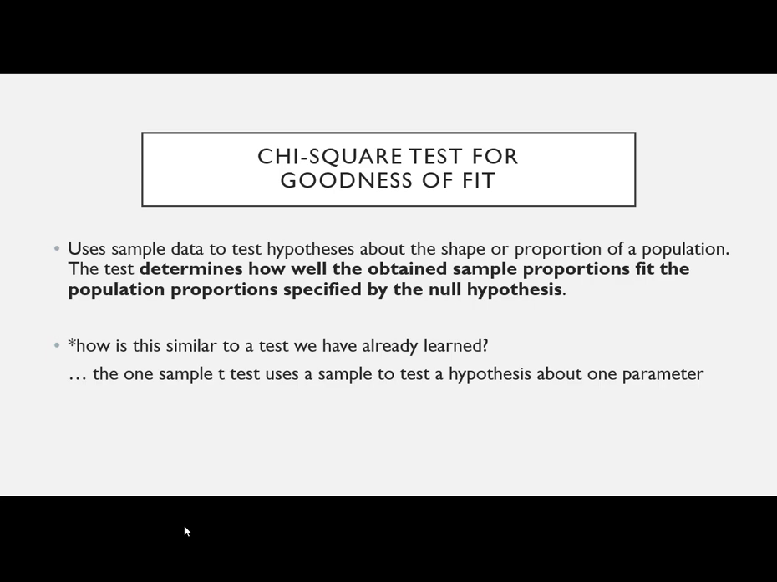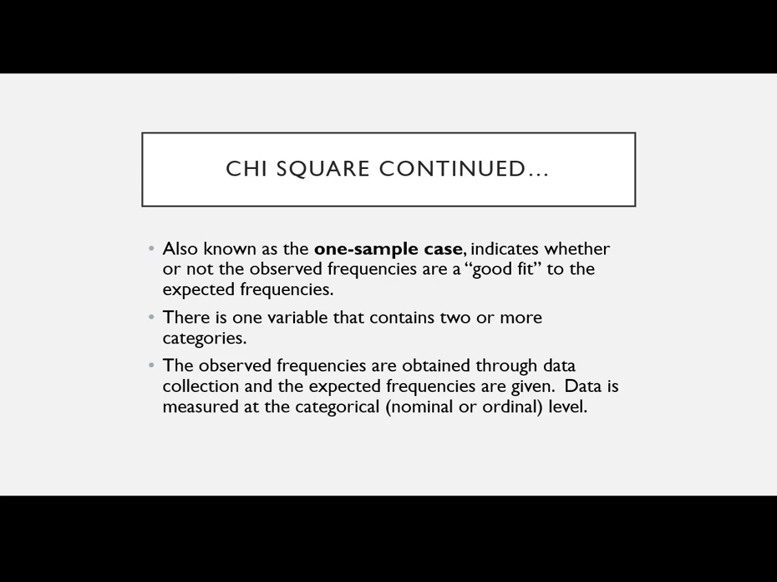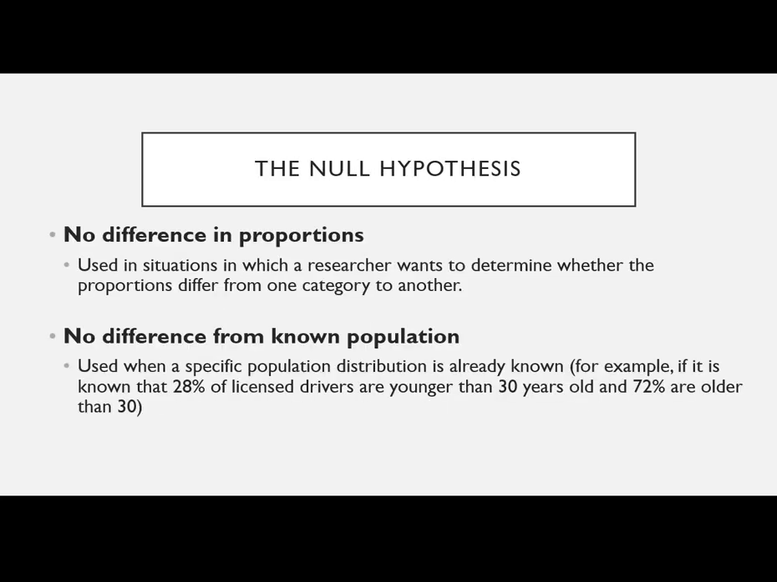So how is this similar to a test we've already learned? The one sample t-test uses a sample to test a hypothesis about one parameter. The goodness of fit test is also known as the one sample case. It indicates whether or not the observed frequencies are a good fit to the expected frequencies. There is only one variable and it contains two or more categories. The observed frequencies are obtained through data collection and the expected frequencies are given. Data is measured at the categorical level, either nominal or ordinal.